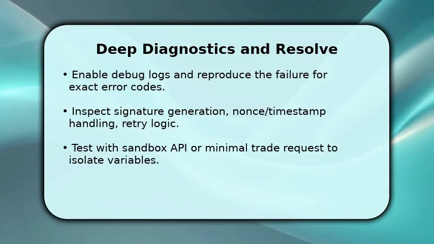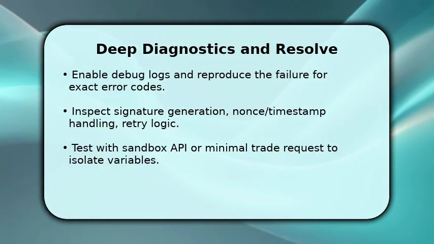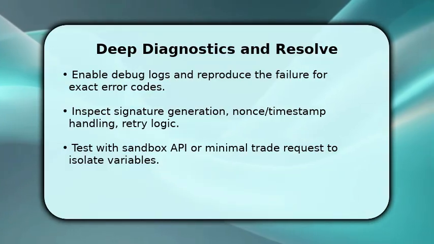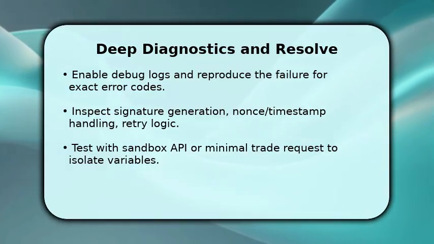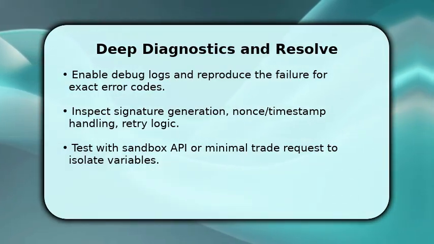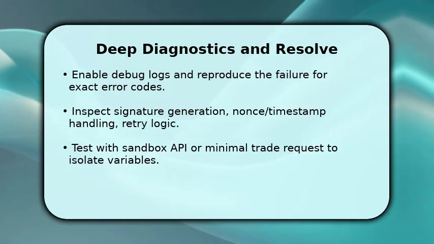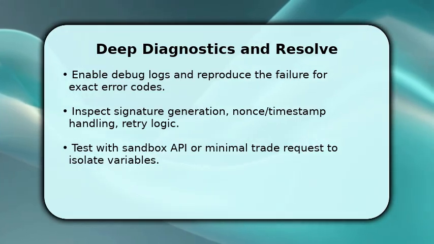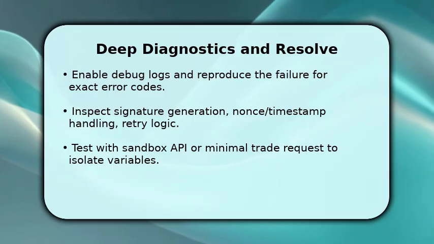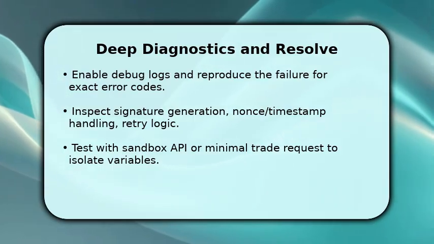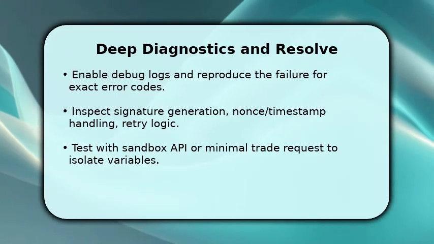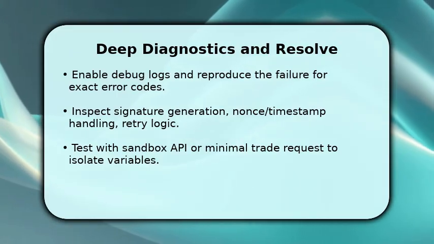You now dig deeper. Turn on Fisch debug logging and reproduce the failed trade to capture the precise error code and payload. Analyze signature generation and nonce or timestamp handling. Mismatched encoding or clock drift breaks authentication. Check retry logic and rate limit handling so you aren't silently throttled by the exchange.